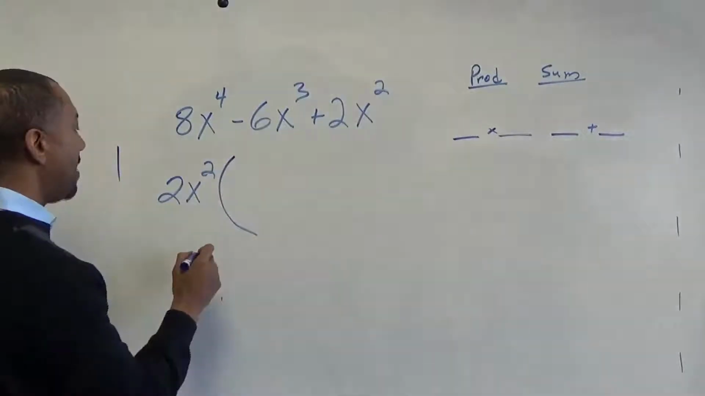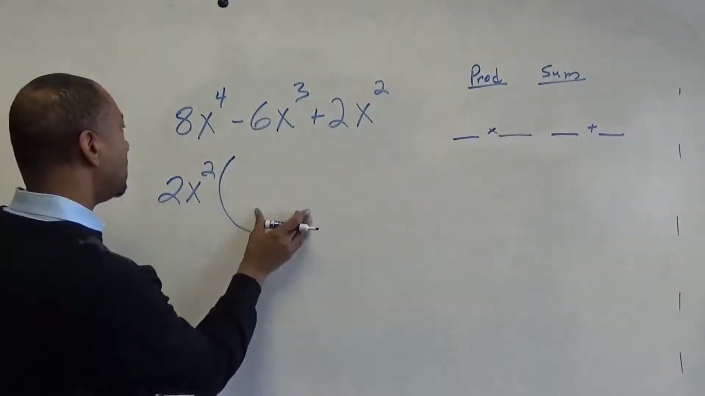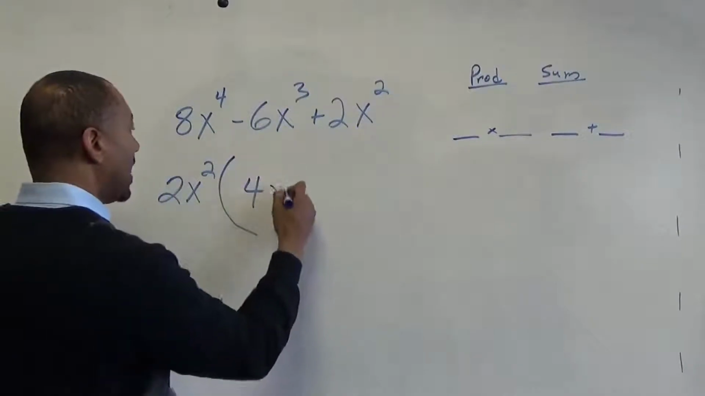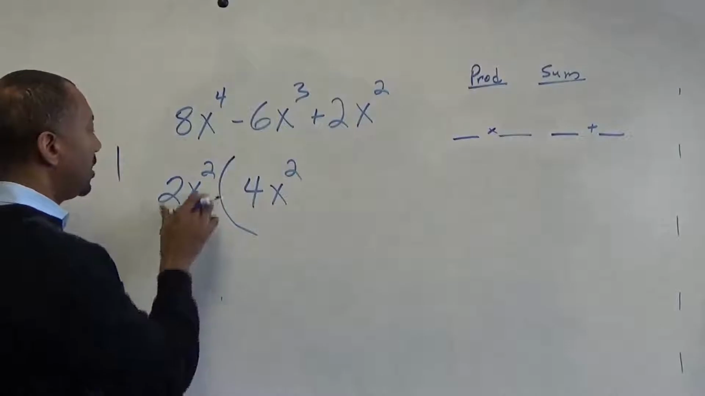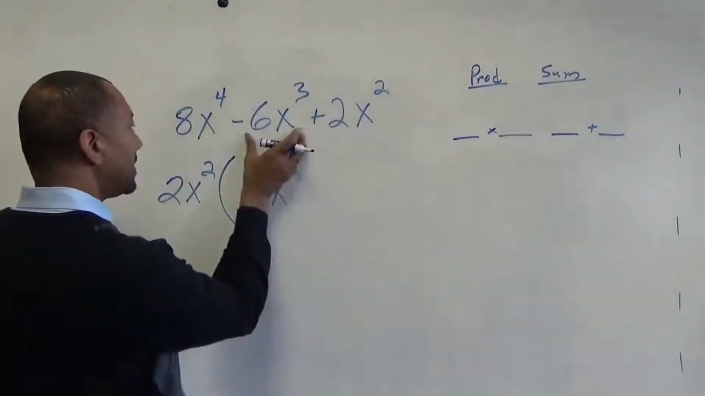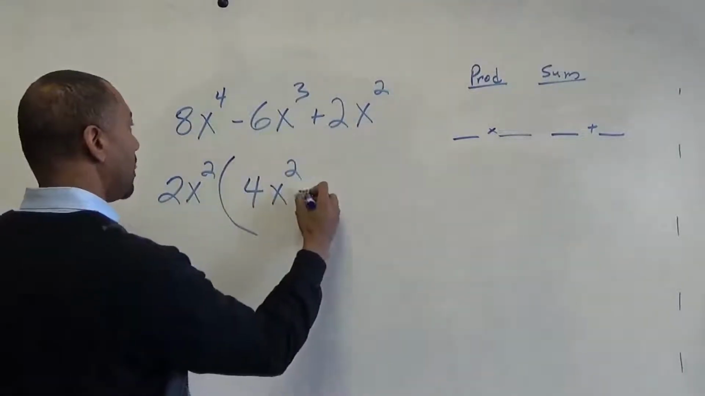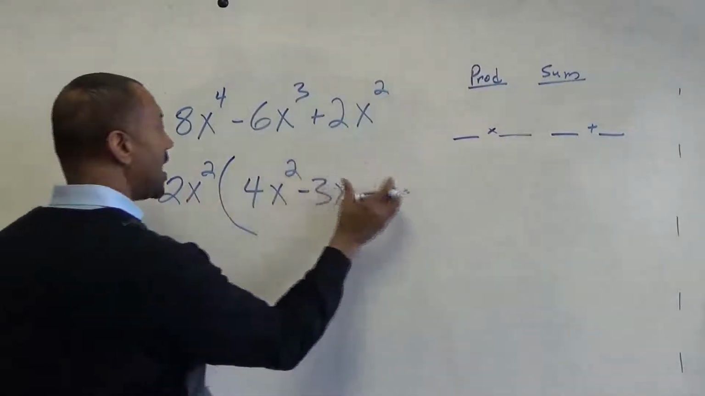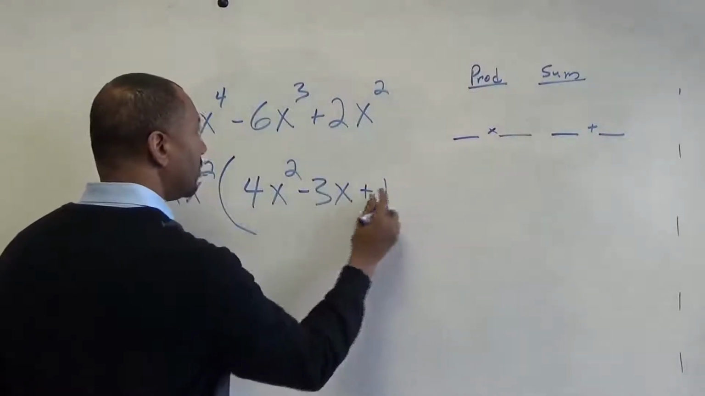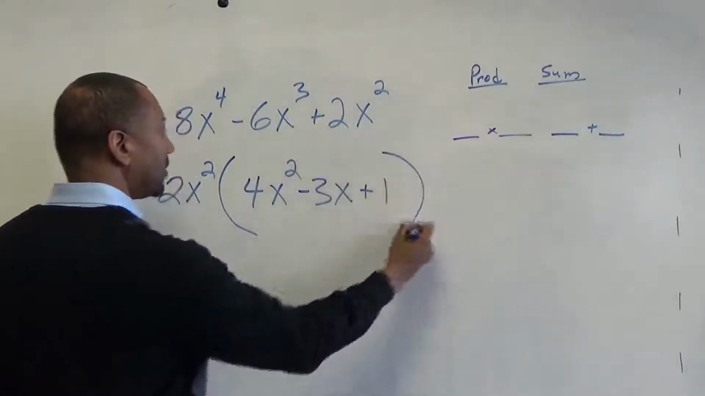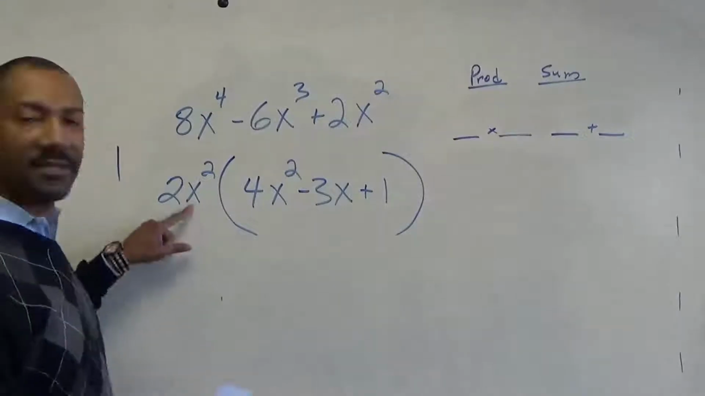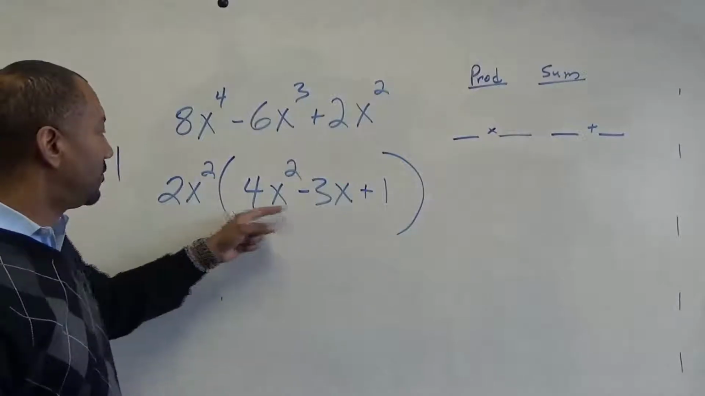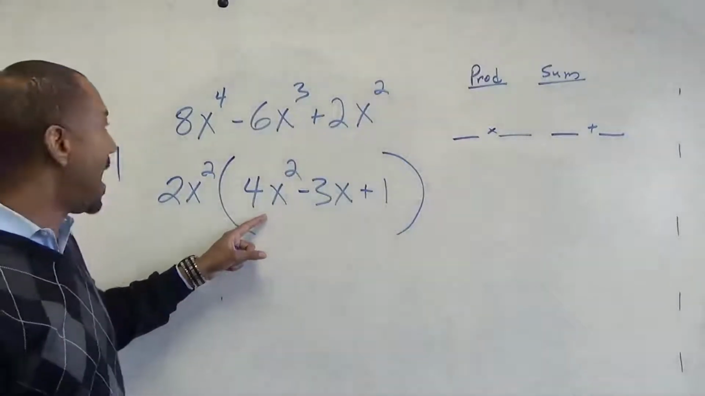So let's see what we have here. 2x squared times what will give me back my 8x to the 4th? Well, 4x squared. That'll work. 2x squared times what will give me back negative 6x cubed? Negative 3x. And 2x squared times a 1 will give me back 2x squared. Okay, so by factoring out this greatest common factor, look what remains. This is all I have to factor now.